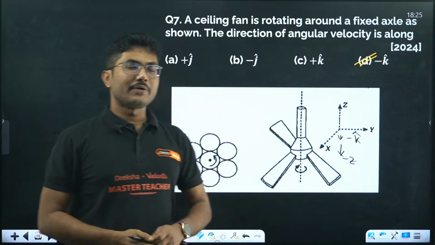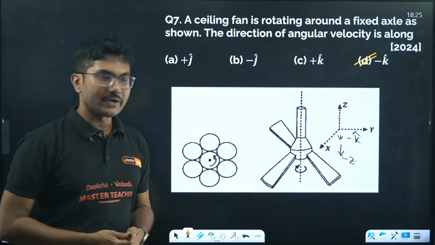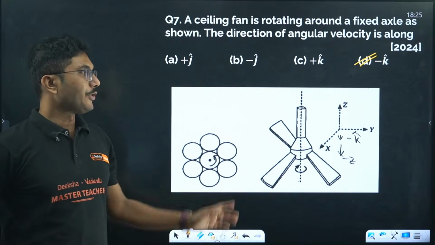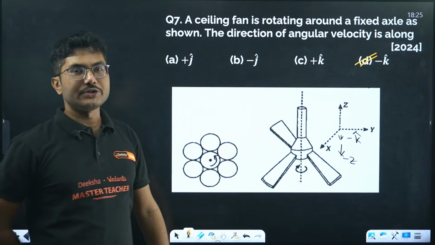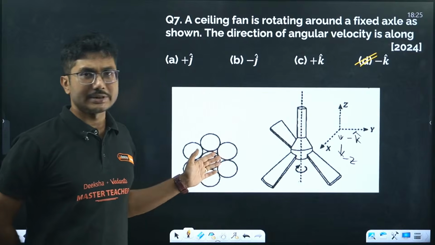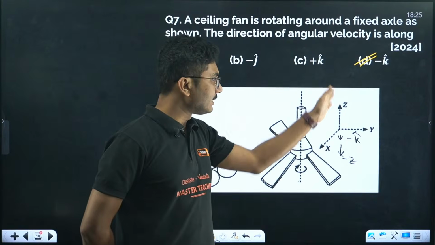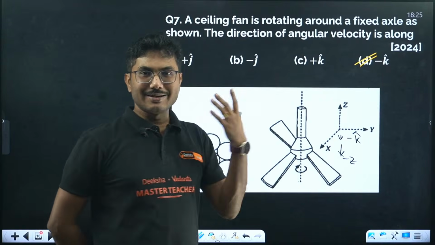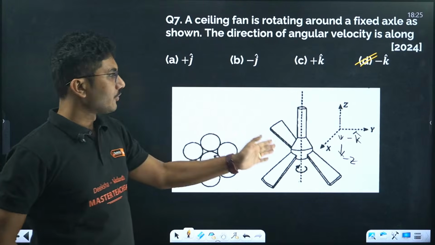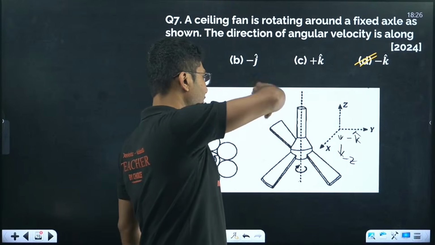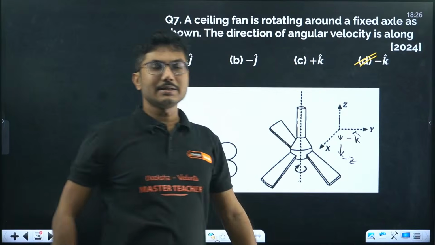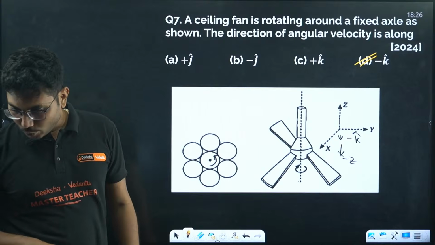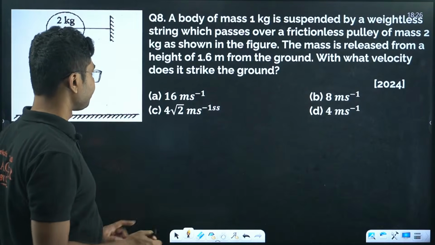Remember that whenever an object is rotating, the angular vector will always be along the axis of rotation. It will be either upward or downward based on which direction it is rotating. It will not be in a sideways direction. So this is the z axis, right? Check the diagram properly. It is very clearly visible to all of you. So this is the direction of rotation, and you will get this as the direction. So the correct answer is option D. Now let's move on to the next question.